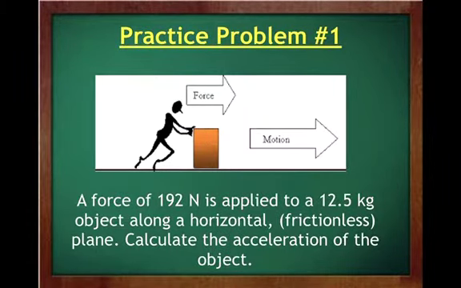So what we're going to do is go over quite a few practice problems, trying to give you a few different scenarios you can start thinking about. Let's start with a basic one. Practice problem number 1. A force of 192 newtons is applied to a 12.5 kilogram object along a horizontal frictionless plane. Calculate the acceleration of the object. So we'll start with that.